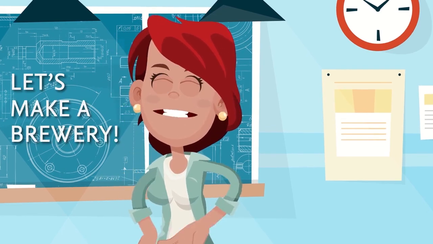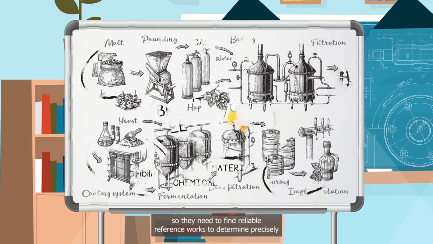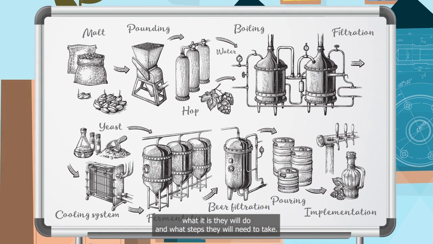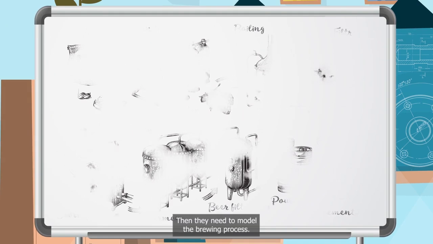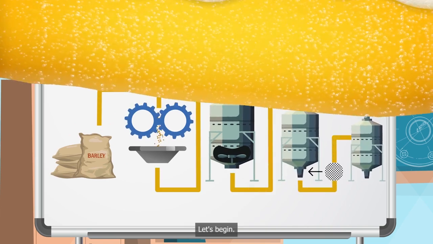Let's make a brewery, but students need to go back to basics. They don't know anything about the beer brewing process, so they need to find reliable reference works to determine precisely what it is they will do and what steps they will need to take. Then they need to model the brewing process. Let's begin.